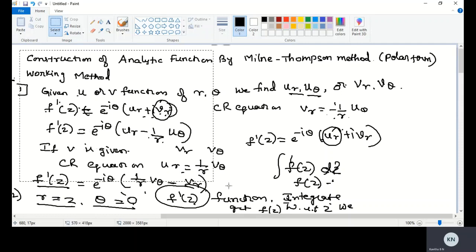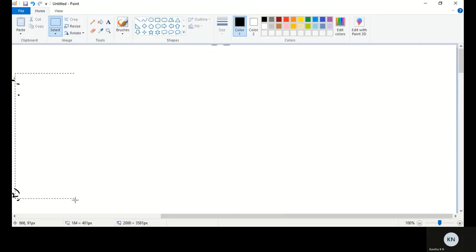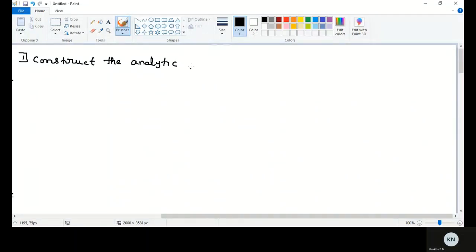Next we will solve the problem. Take down: construct the analytic function whose real part is r square cos 2 theta.